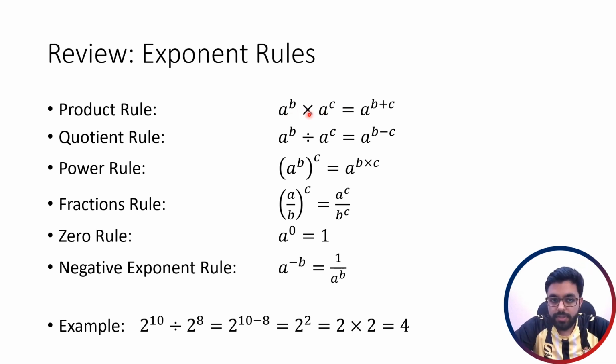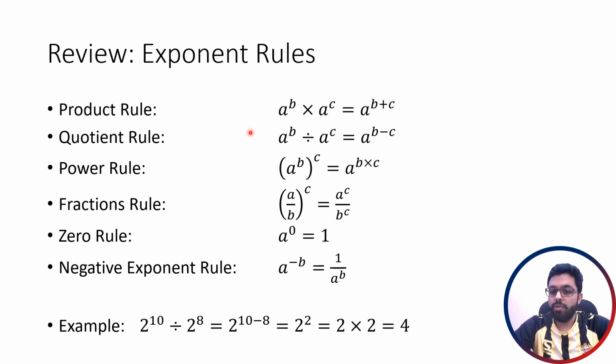So if the two bases are the same and you're multiplying the two powers together, but they could be different exponents, then the product rule says that you can rewrite that as a single power where the base stays the same as it was before, but you add the exponents together.